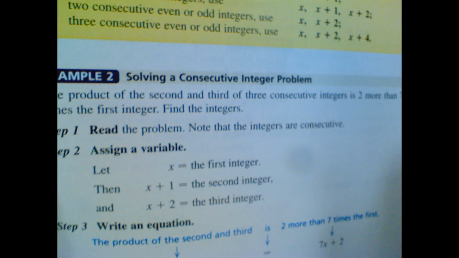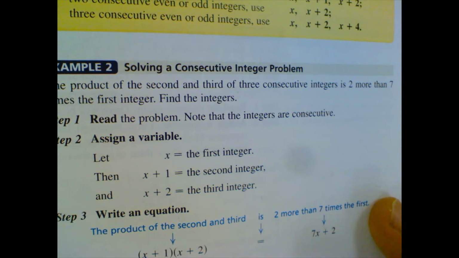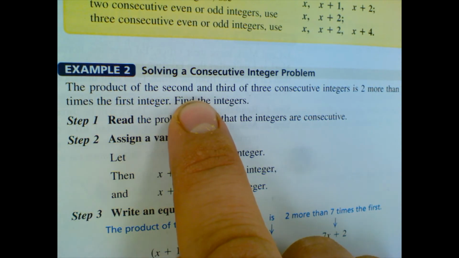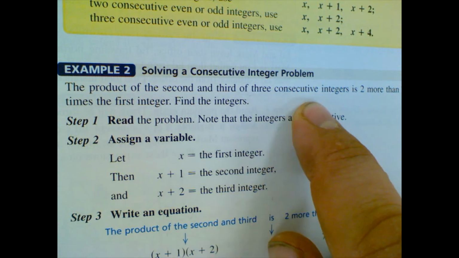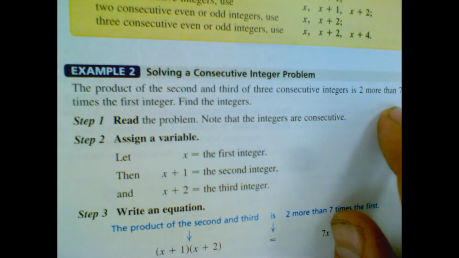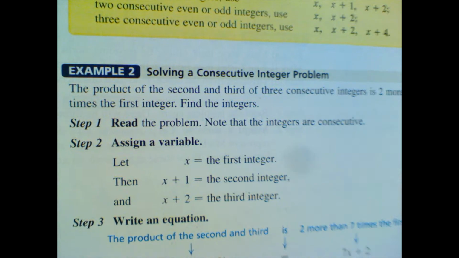Alright, let's look at another example in your book. This is example 2 on page 443. It says, the product of the second and third of 3 consecutive integers is 2 more than 7 times the first integer. Find the integers. So this is one of those problems where we've got to define some let statements. Okay, let's do that.